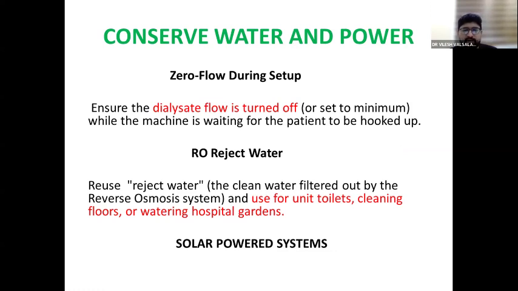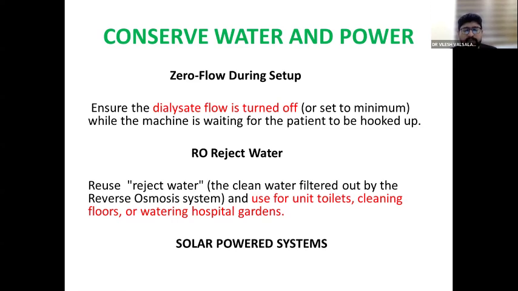And the second thing is about conserving water, that is your RO reject water. When you reuse reject water, the clean water filtered out by the reverse osmosis system, it can be used for unit toilets, cleaning floors, or watering hospital gardens. You can just connect the pipe to the reject water and take it out, and maybe use it for your hospital gardens. You can reconnect it to your unit toilets, or use it for cleaning the floors as well. You don't need to waste that water.